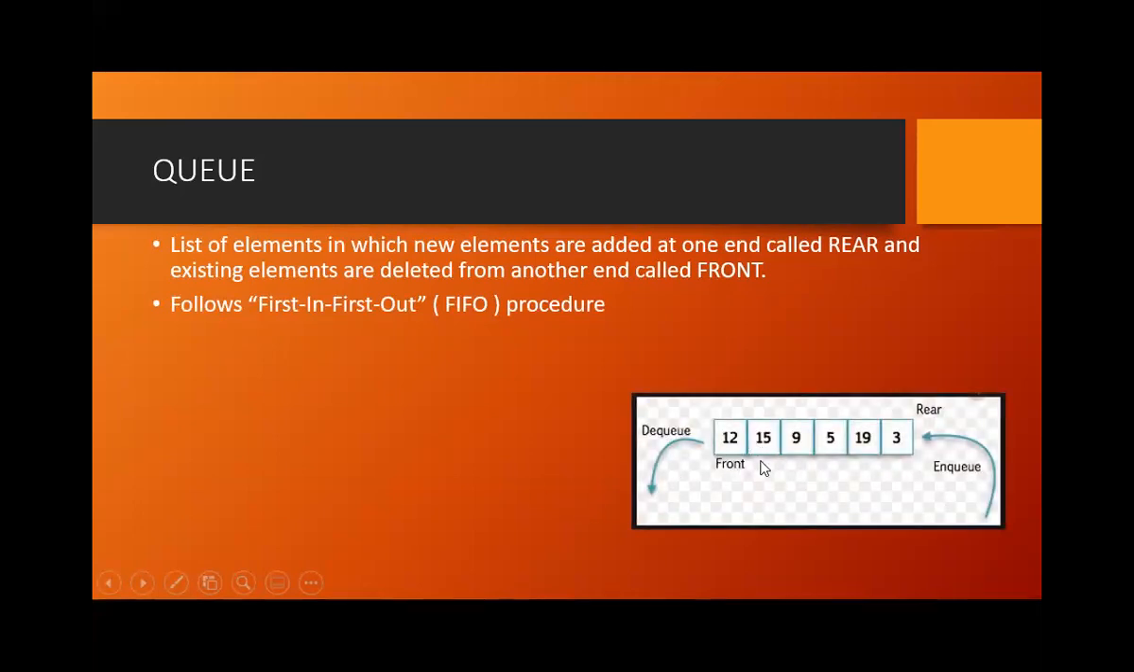It means the first who has entered will be removed first. Just look into this diagram, it will give you a better understanding. This is the front, this is the rear. Suppose when nothing is there, the first who comes is 12. After that, 15, 9, 5, 19. Suppose if I want to remove something, then I have to remove 12. Once 12 is removed, the next element will be 15, right? So the front end and the rear end.